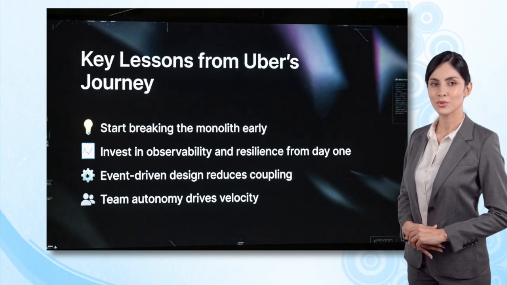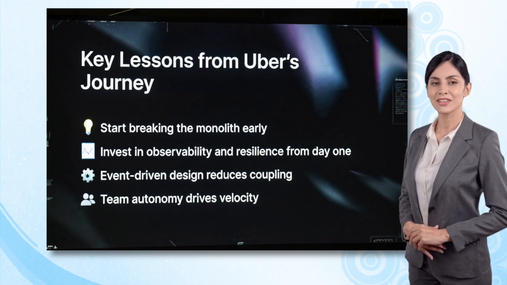Today, we analyzed Uber's incredible journey from a simple monolith to a sophisticated distributed system. We saw how they used SOA, Ringpop, Kafka, and Doma to handle global scale while maintaining speed and reliability. This case study shows how technical and organizational choices must evolve together.